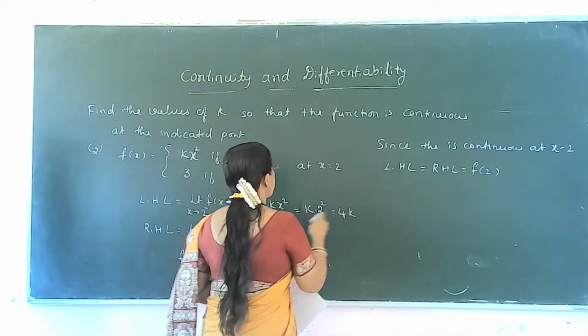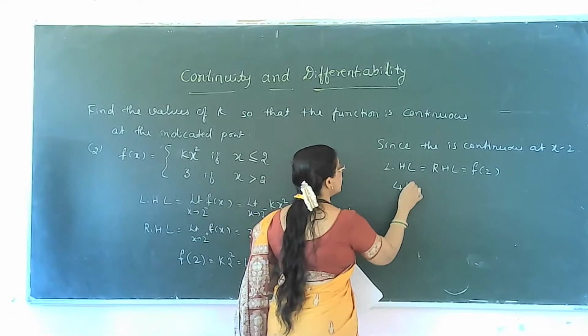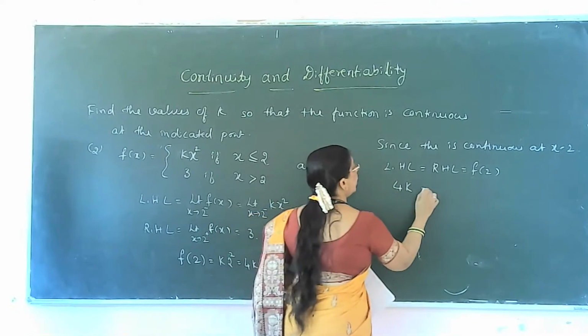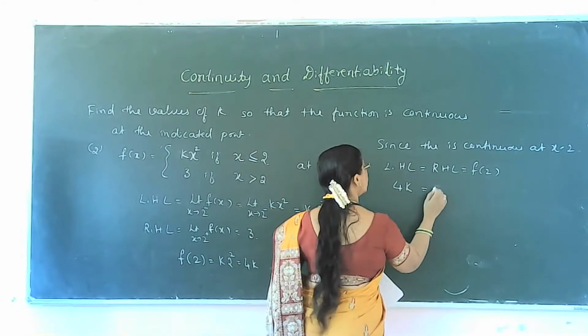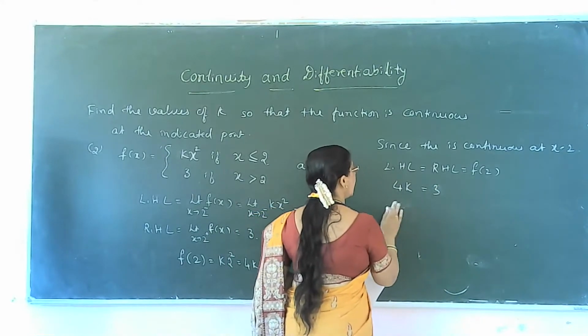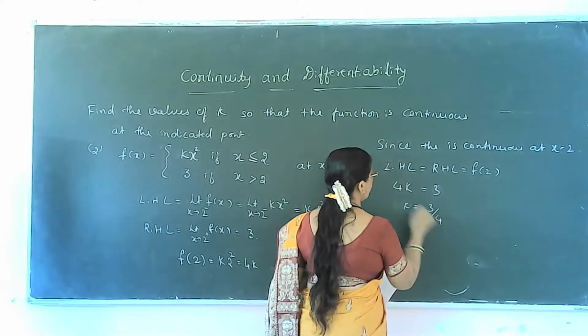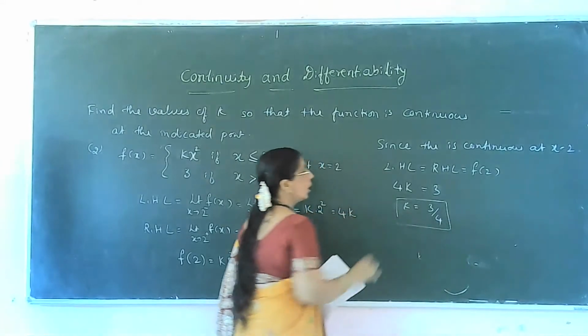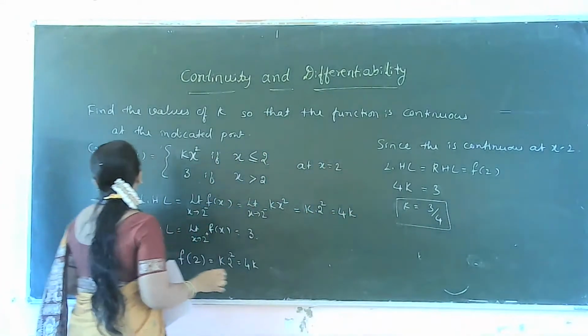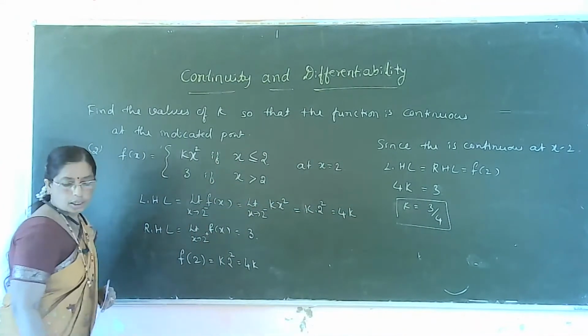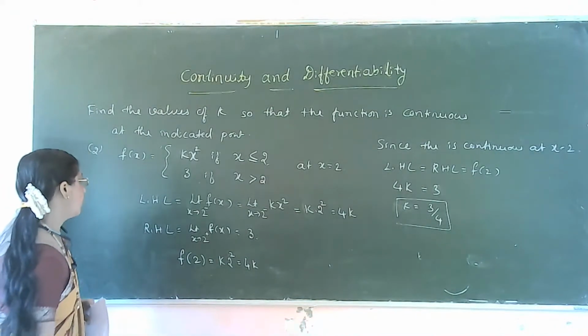Therefore, here the function is 4k, LHS is equal to 4k and RHS is equal to 3. Therefore, k is equal to 3 by 4. The answer of this problem is k is equal to 3 by 4.